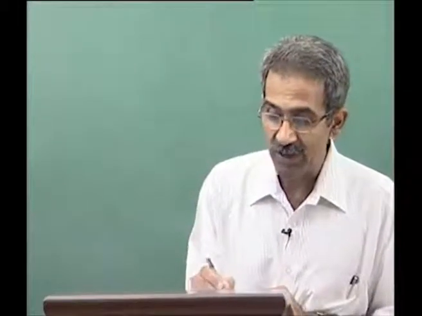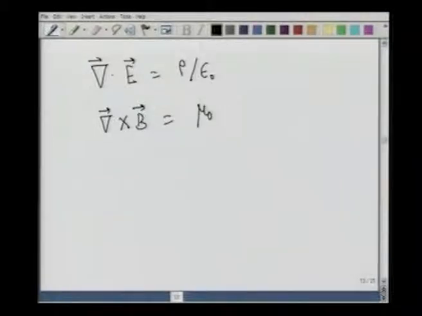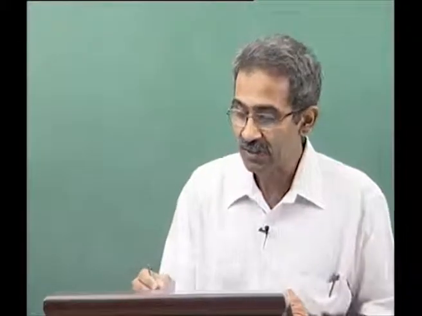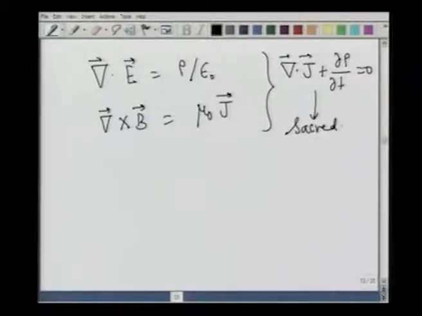So, let me rewrite the relevant Maxwell's equations again. I have divergence of E equal to ρ by ε₀, and I have curl of B equal to μ₀J. Let us not forget the way we express conservation of charge. That is a sacred equation: divergence of J plus ∂ρ/∂t equal to 0. Like fundamental rights are sacred in a democratic society, this is a sacred equation. We don't want to violate that.